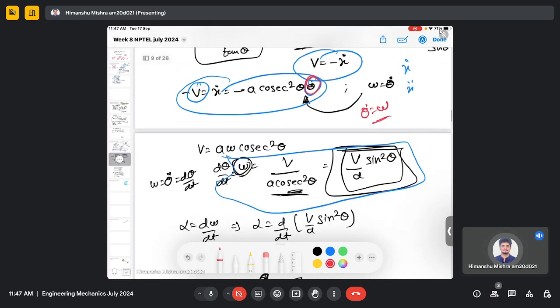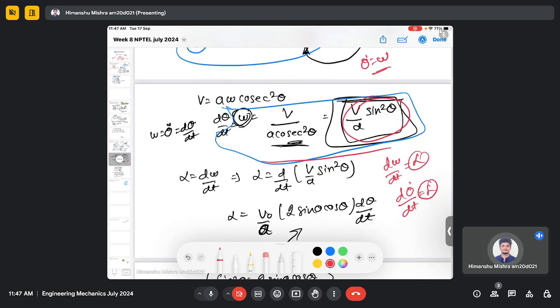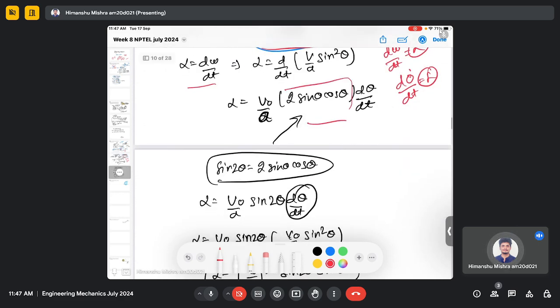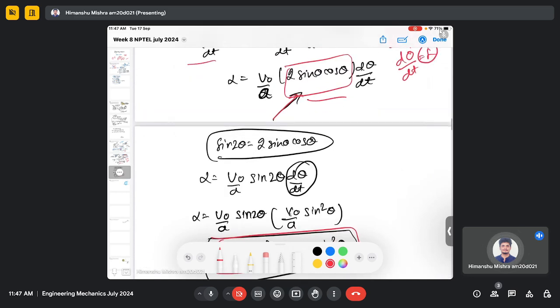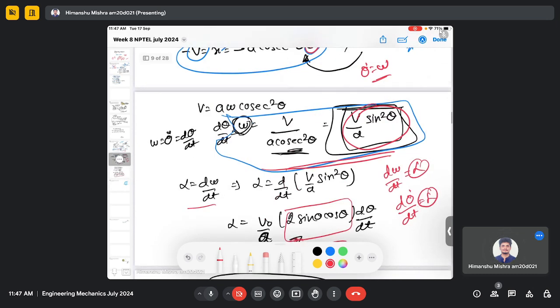Once we calculate omega, which is theta dot, we can easily calculate the angular acceleration, which is the rate of change of omega with time, or d theta dot by dt. Both give the angular acceleration. So we differentiate this quantity with respect to time to calculate the angular acceleration, and by using some mathematical manipulation, like the trigonometric identities, we arrive at the final answer. So this is our angular acceleration and this is our angular velocity.